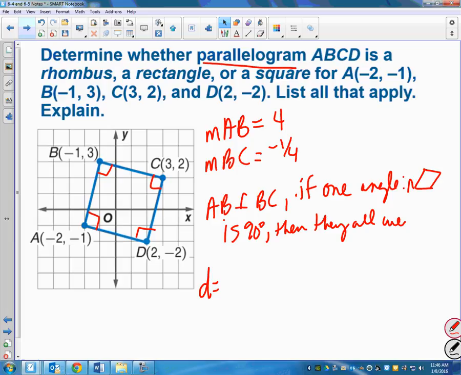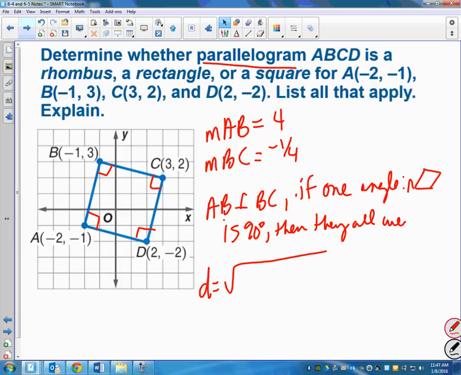Figured out. Okay, but it says explain, so you have to show me work, okay? So if we do the distance here, again, do I need to do distance 4 times on this? Because it's a parallelogram, and I know that opposite sides are congruent, right? So I really should only have to do this twice.